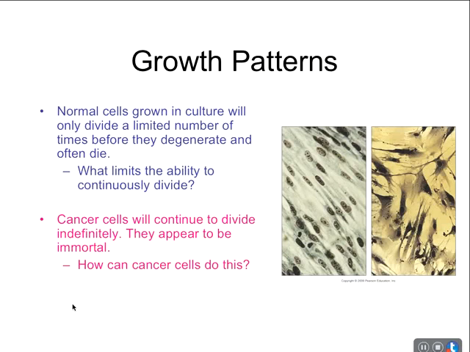So what limits the ability for them to continuously divide? A large portion is really the telomeres. Telomeres are shortening. As the telomeres shorten, you have chromosomal damage. Cells are no longer able to divide properly. They will often degenerate and die by themselves. Normal cells will. Cancer cells, however, will continue to divide indefinitely and appear to be immortal. And of course, they're doing this because of telomerase, that enzyme that they turn on that allows them to extend their telomeres.